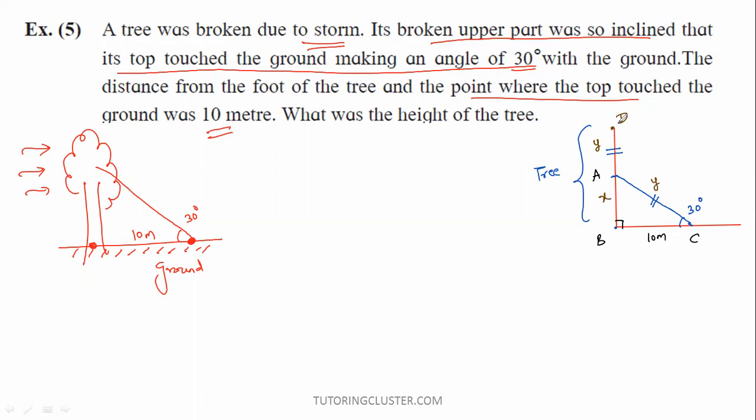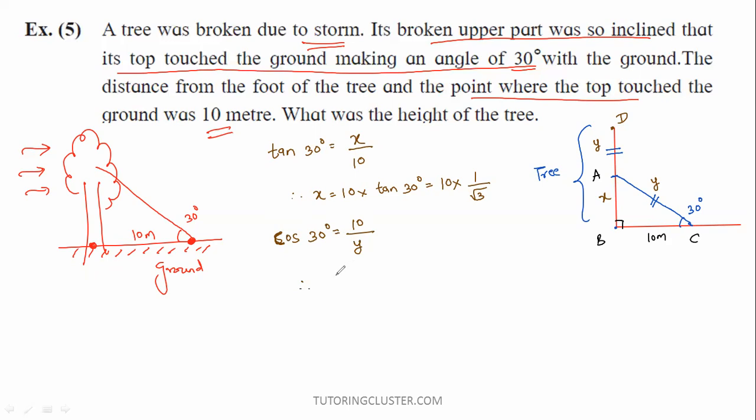Now, if you are considering triangle ABC, what will be tan 30 degree? Opposite side upon adjacent side. So what will be X from this? 10 into tan 30 degree. And what is tan 30? 1 upon root 3. Now, in the same triangle, cos 30 degree is the adjacent side upon the hypotenuse, that is Y.